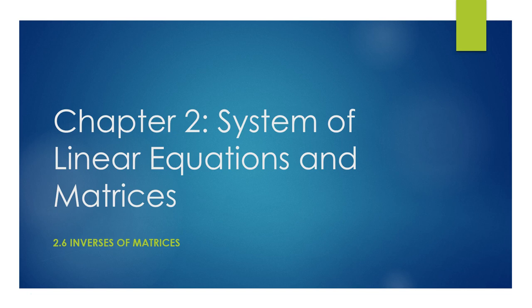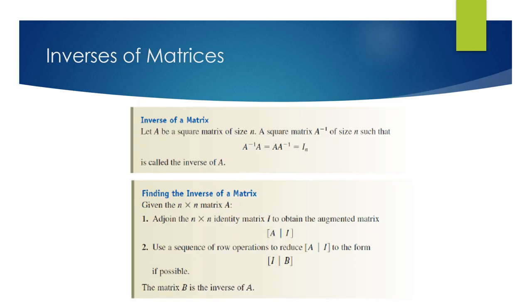Inverses of matrices. Obviously there has to be a way to get to an identity matrix, and also the inverse of a matrix can be used to help solve systems of equations. So that's what we're going to be looking into on this one. The inverse of a matrix basically is a square matrix of size n, such that if I multiply that to some other original matrix, I would end up with some sort of identity matrix.